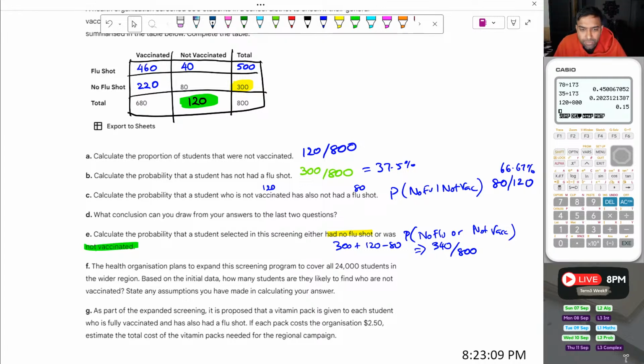Now, question F basically says, no, this is not a past paper. I just pulled up some questions and chucked it up on ChatGPT to generate it.